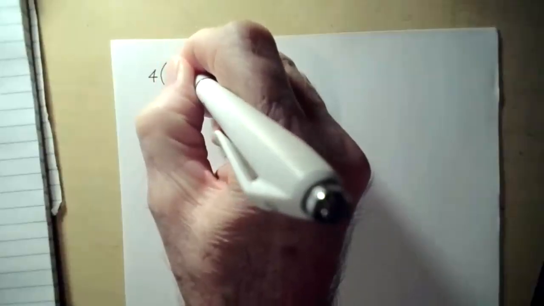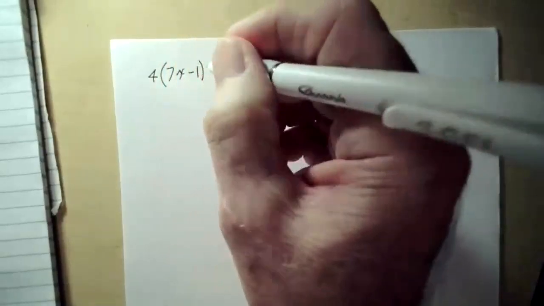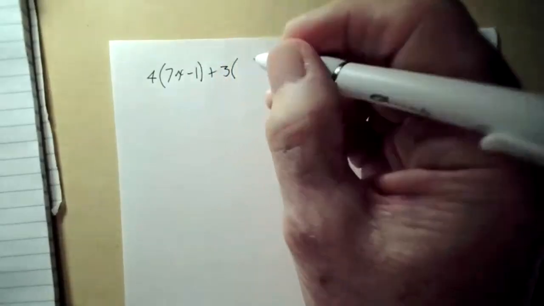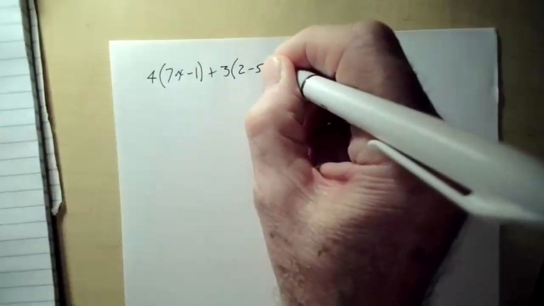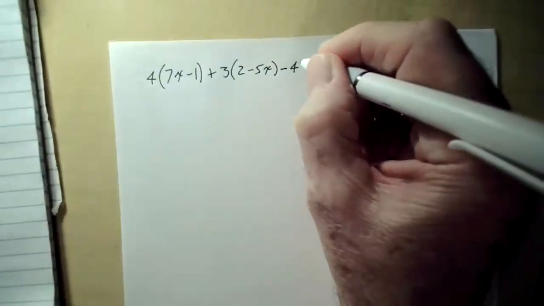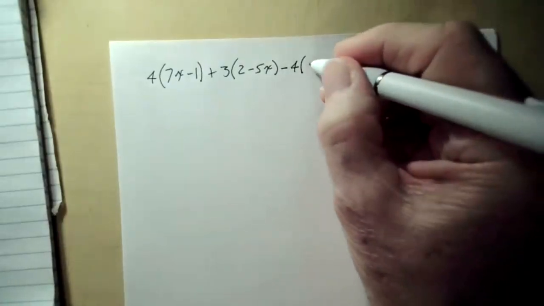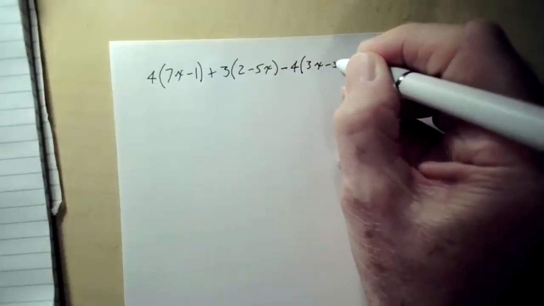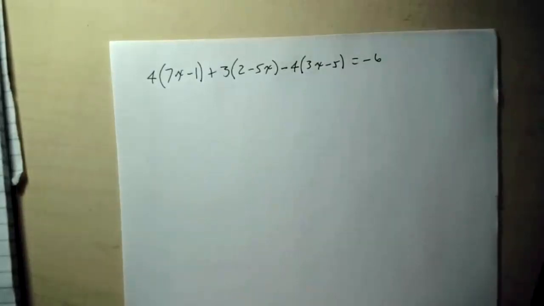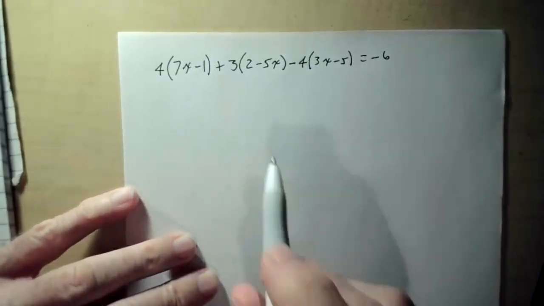Okay. This one will make your head throb. 4 open, 7x minus 1, closed, plus 3 open, 2 minus 5x, closed, minus 4, open, 3x minus 5, closed, equals negative 6. I know this looks absolutely horrible, and it is.